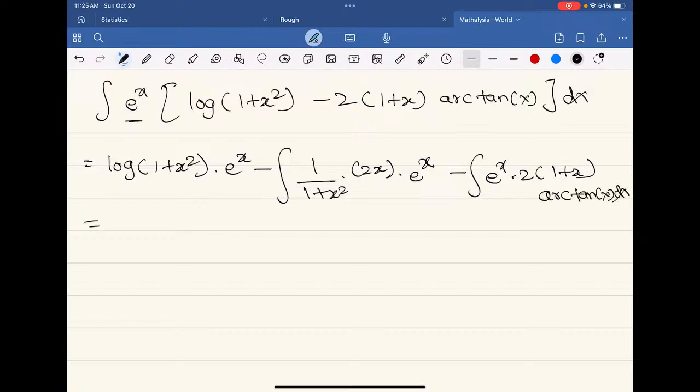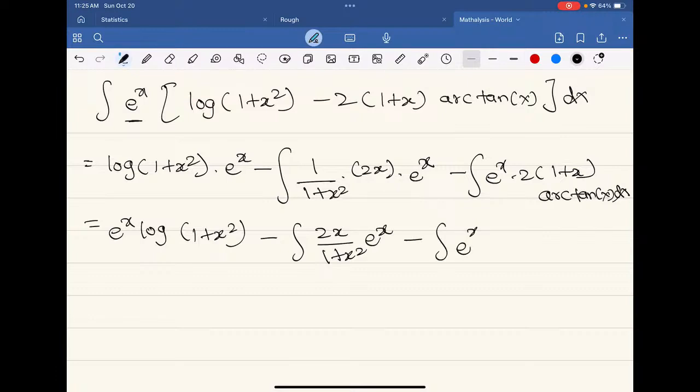Now this is e to the power x log of 1 plus x square minus 2x by 1 plus x square e to the power x minus integral of e to the power x times 2 times 1 plus x arctan x dx. How do I go on solving this problem now?